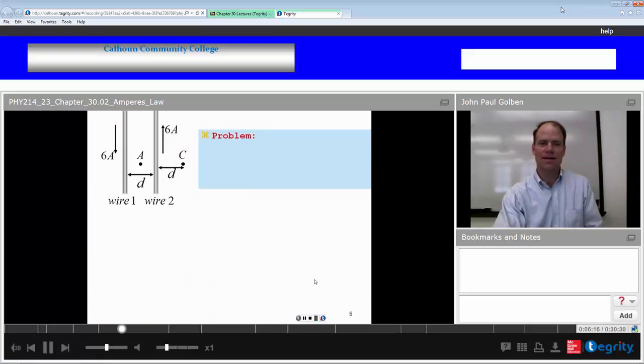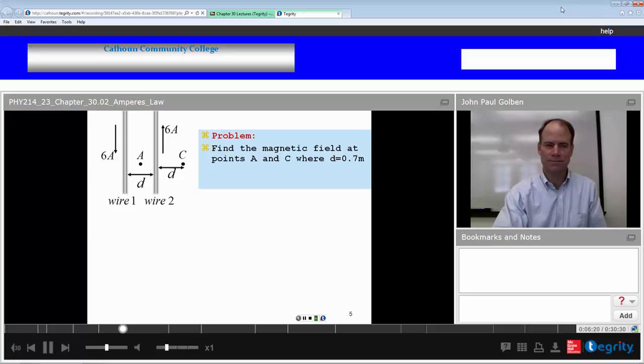Let's try this law out. Here we have two wires. One's carrying a current of 6 amps down, and the other one's carrying a current of 6 amps up. Find the magnetic field at points A and C, where the distance d is equal to 0.7 meters.